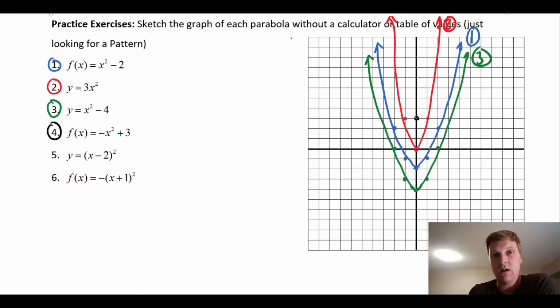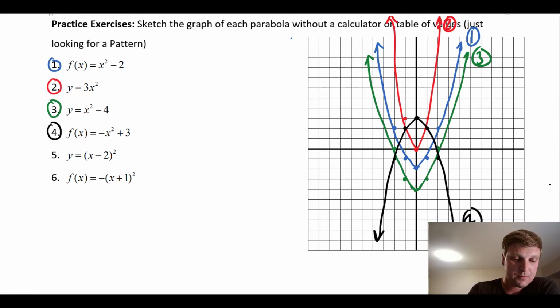I don't shift left or right at all. But that negative sign means I need to do the whole thing inverted. I'm going to follow the same pattern, but I need to face downwards. So I'm going to go over 1 and down 1. I'm going to go over 2 and down 4. Over 1, down 1. Over 2, down 4. And fill in my curve. So there's number 4. All right, we've got 2 more.